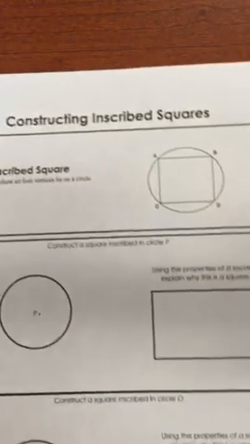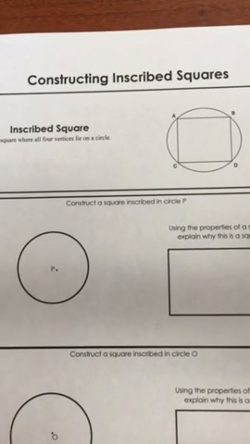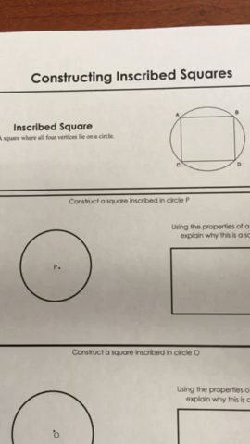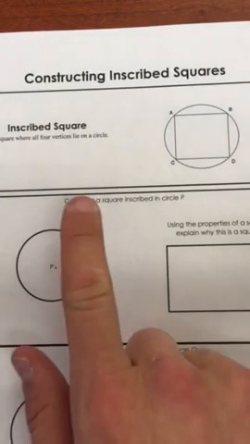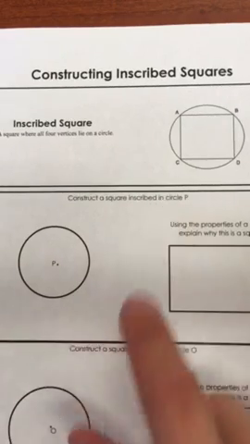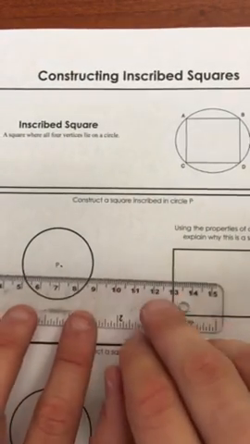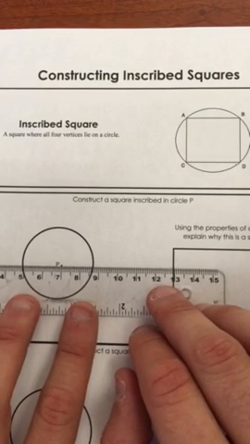Sweet. Now how do we construct one? Well, you're going to use what you just learned about perpendicular bisectors to draw an inscribed square. And then we'll talk about the properties. So first we're going to construct a square inscribed in circle P. What you start by doing is this. You're going to draw a diameter. That's step one.